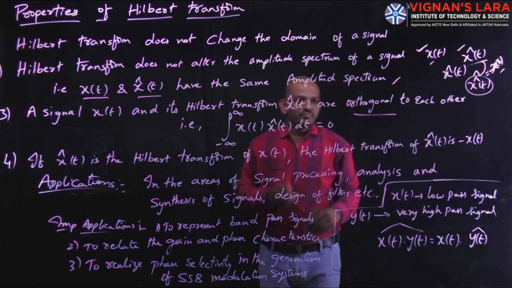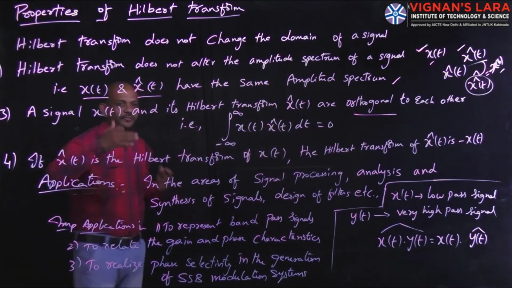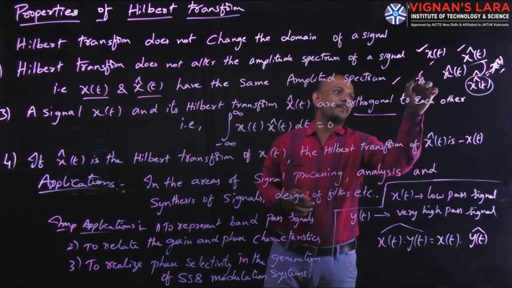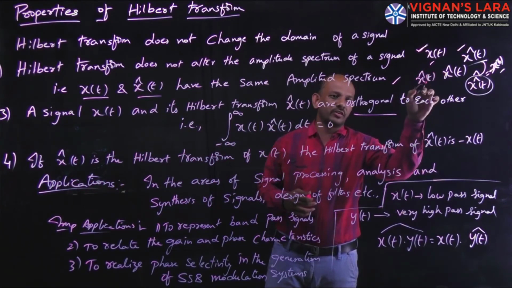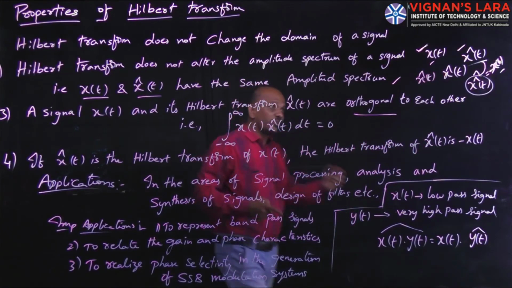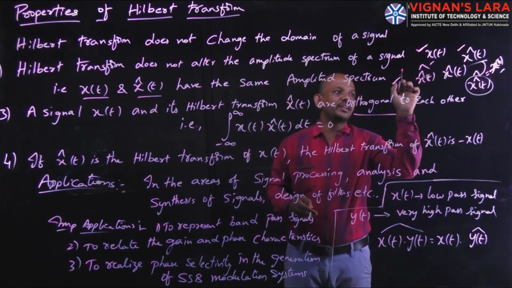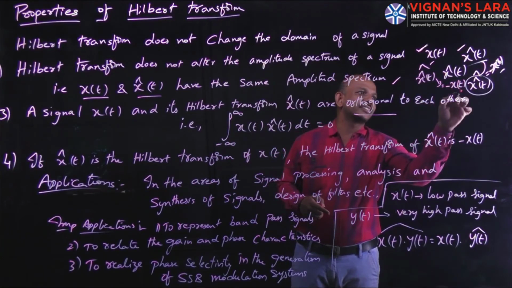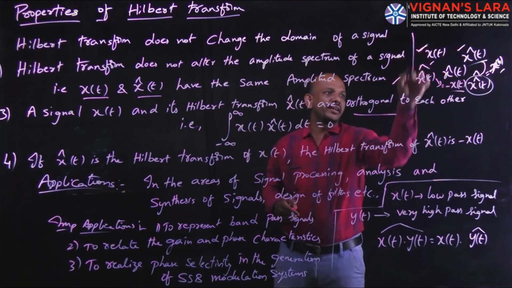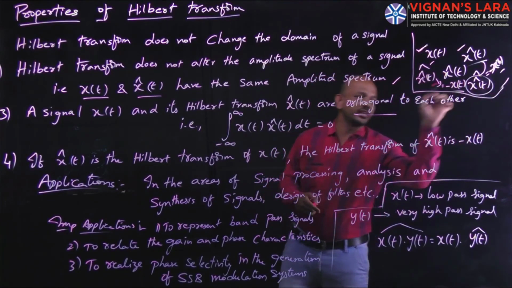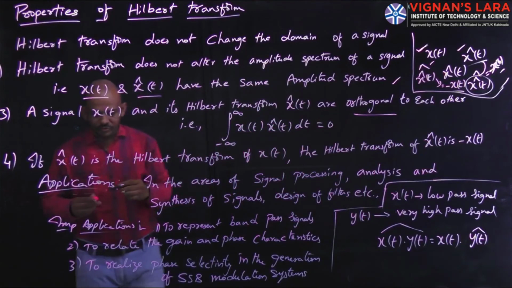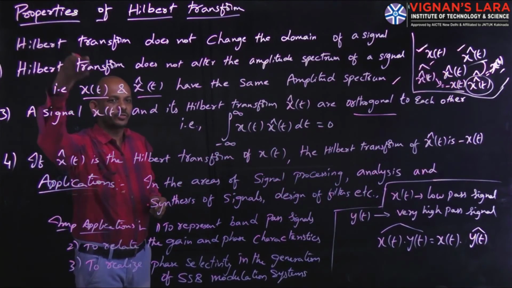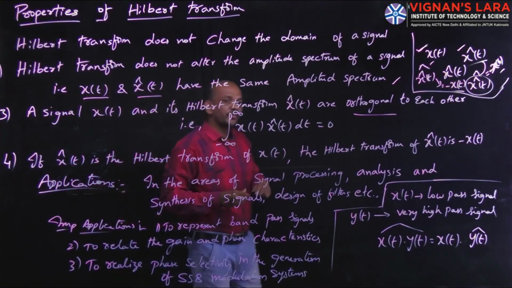Okay. So the last property is, if x cap of t is the Hilbert transform of x of t, then the Hilbert transform of x cap of t will be equal to minus x of t. Clear? So this is our fourth property. So these are the four properties of Hilbert transform. Already I had explained the first two properties while I was explaining the concept of Hilbert transform.